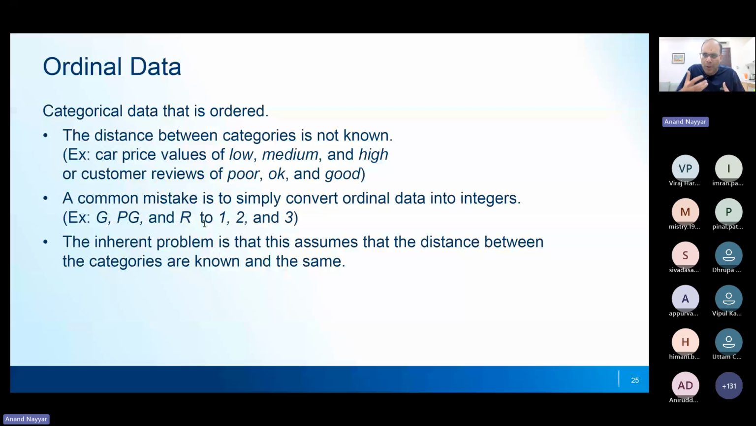So the most important mistake that we make with this type of data is to simply convert the ordinal data into integers. We have to find the distance, and we have to get the proper integers, to decide what is the category of data, what is the student category.